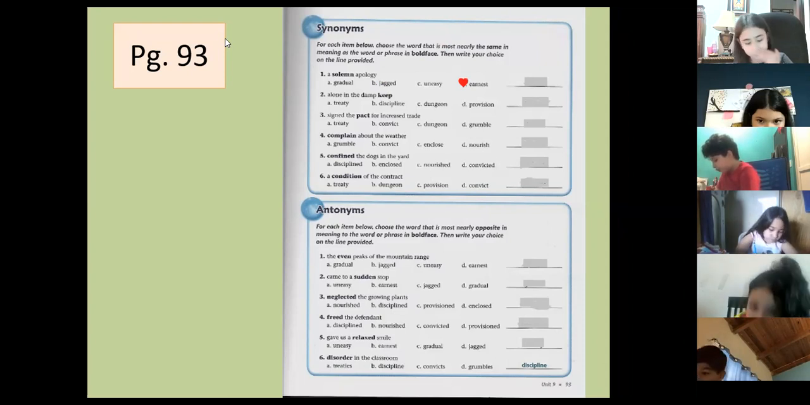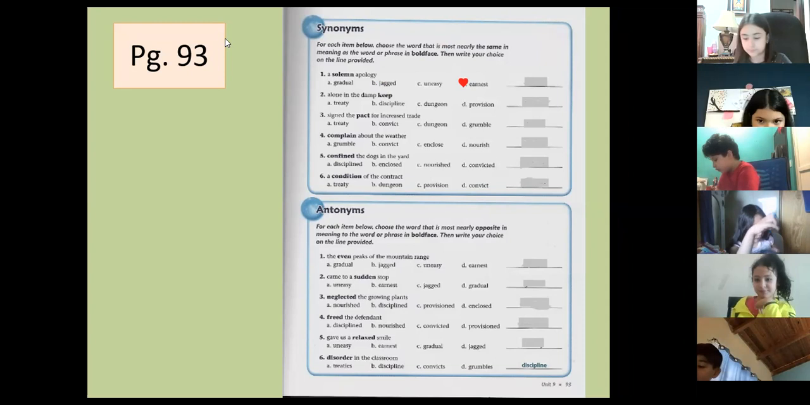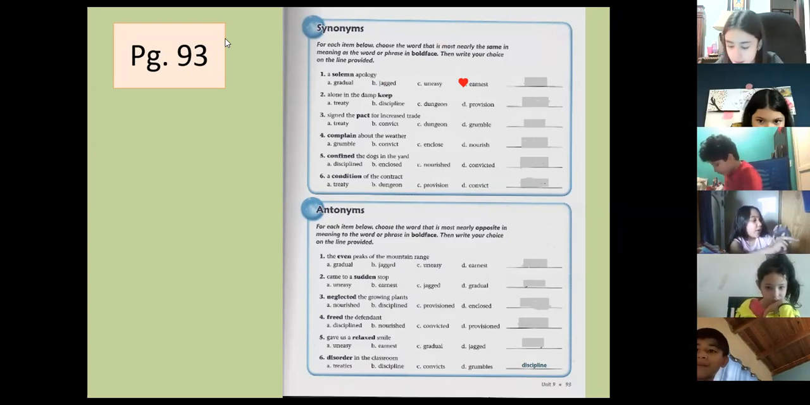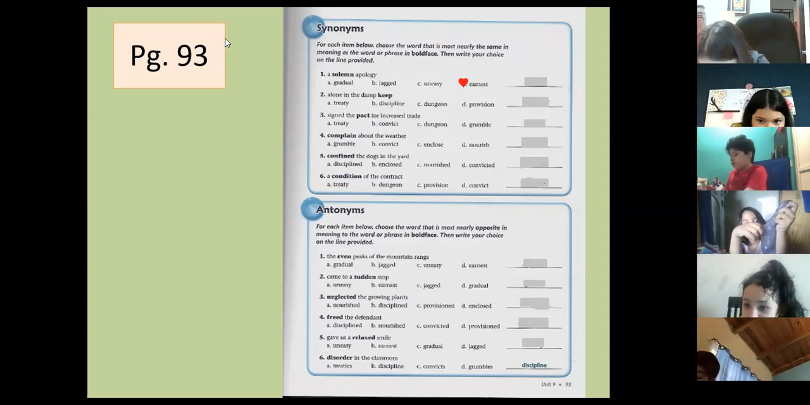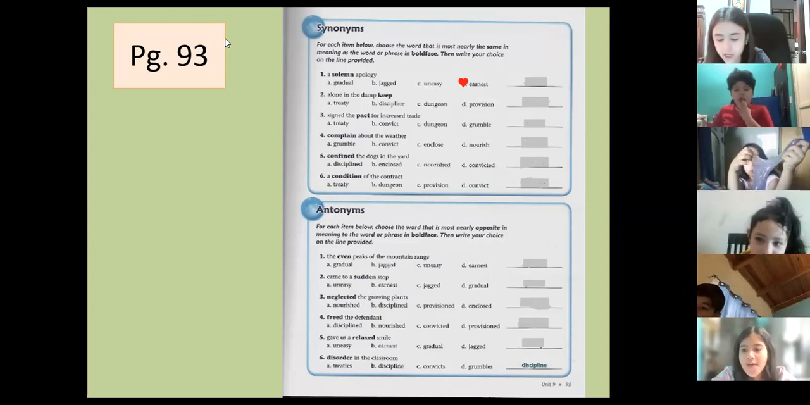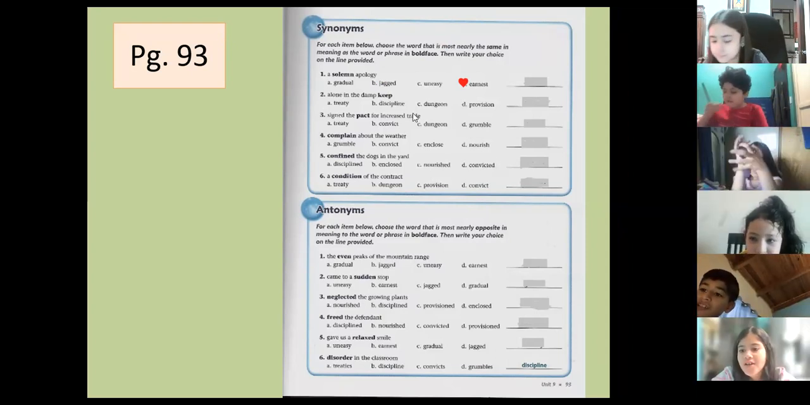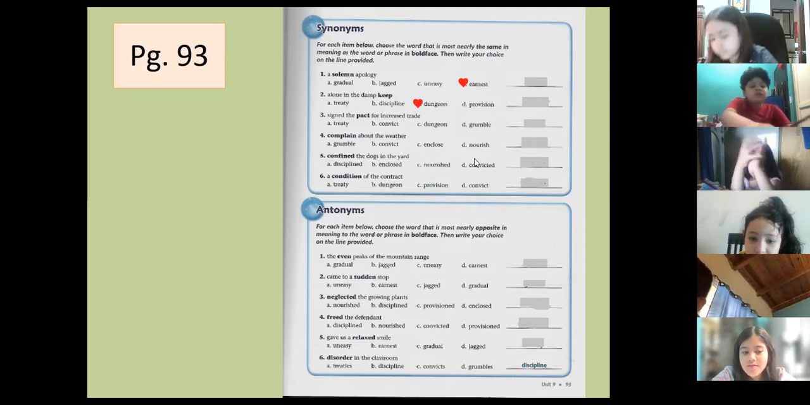What about number 2, class? Alone in the damp keep. Which word is a synonym for keep? Provision. No, provision. This person is alone in a place that might be dark. You might not have water. You cannot have... in a dungeon. That's right. So it's letter C.